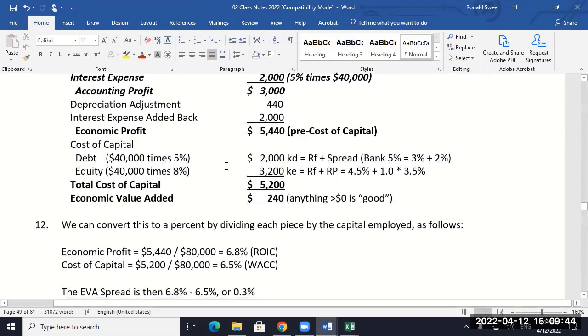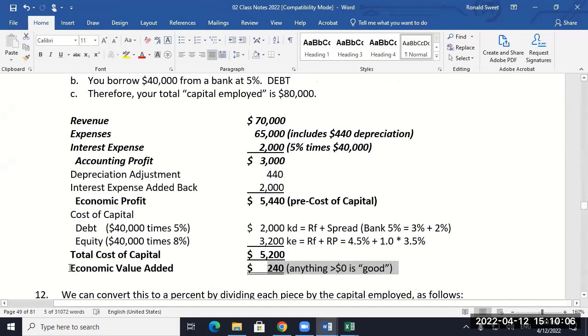So 8% times 40,000, we need to make 3,200. So we need to make $5,200 to pay our bank and to pay ourselves. How much did we actually make? We made $5,440. Did we do a good job or a bad job? Anything greater than 0 is good. We're adding value to the firm. That is your economic value added.